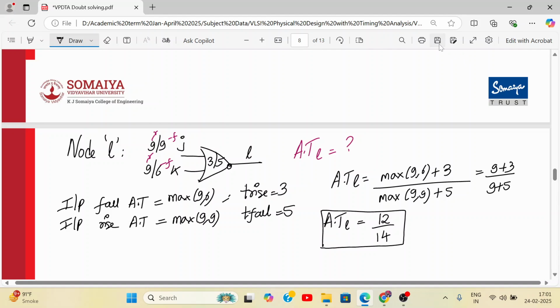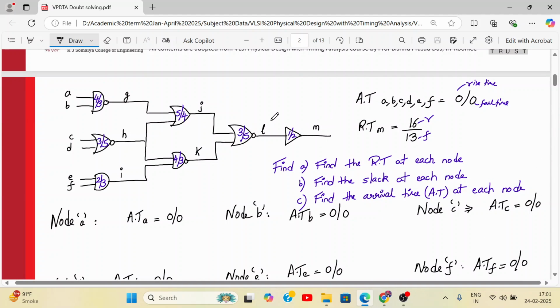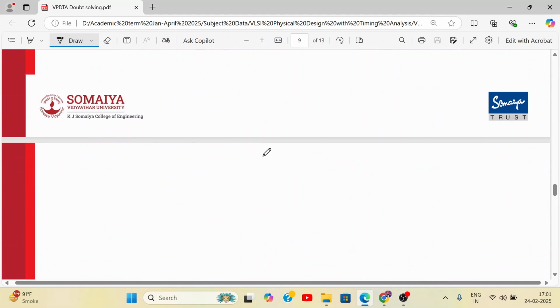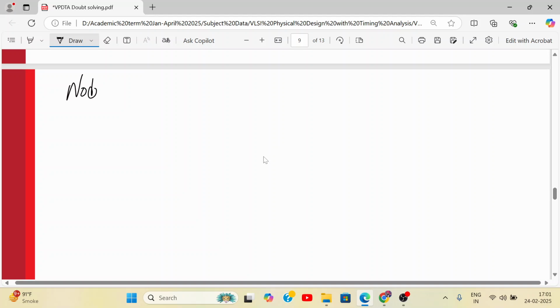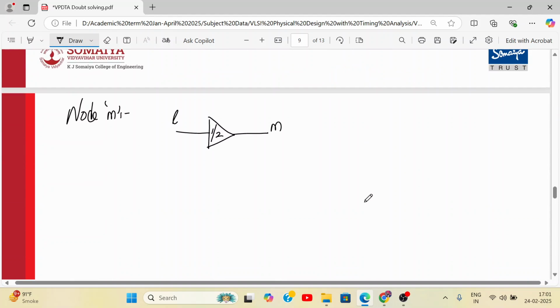Okay, I think one more node is remaining, the output node, which is node M. For node M the input is L. Alright, so let us calculate the arrival time at node M. It's actually a buffer. Output is M and input is L. Here the rise and fall delay is 1 and 2 respectively. And at L we have calculated the arrival time. It's 12 by 14. So here also we'll write 12 by 14. So this is the rise time and this is the fall time.